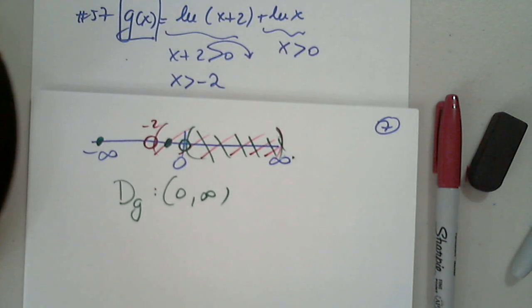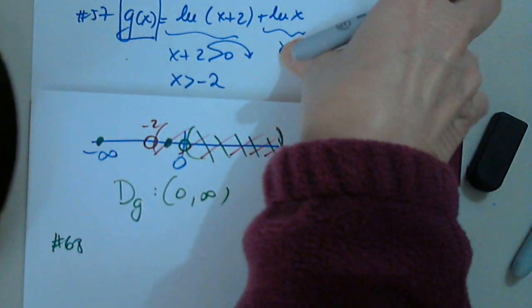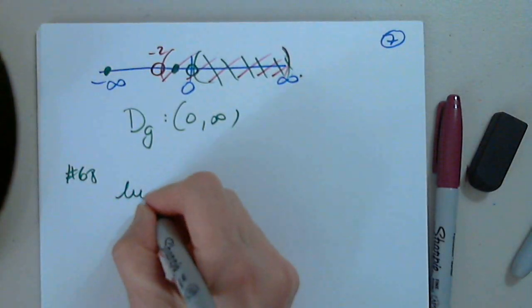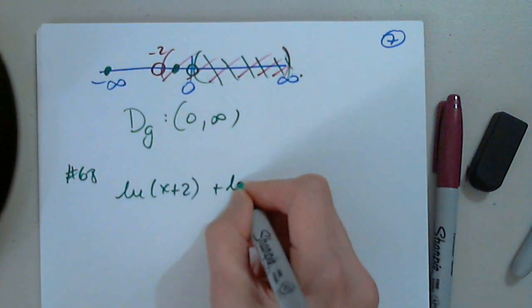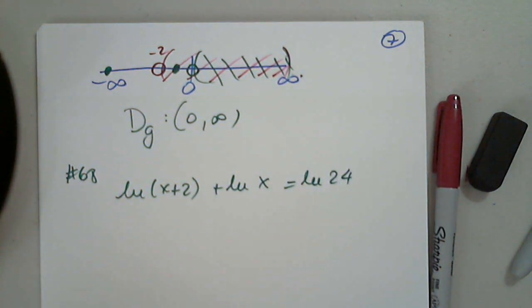Let's look at a log equation before we look at applications. Could we do number 68? Yes. So let's look at 68. Number 68: natural log of x plus 2 plus natural log x equals natural log 24.